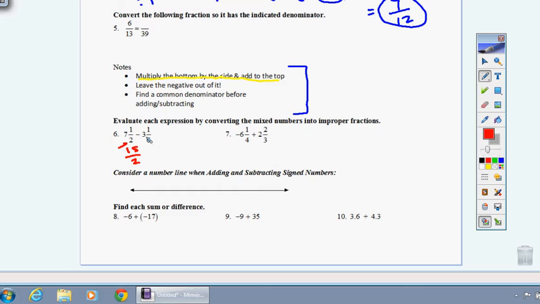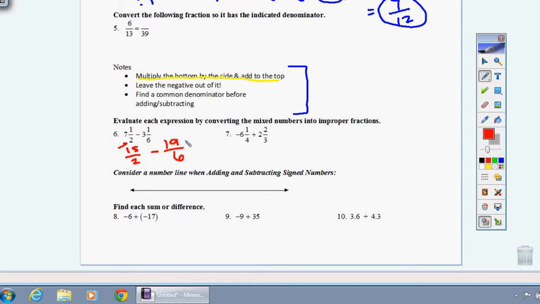Multiply the bottom by the side. So 6 times 3 is 18, plus 1 is 19. So we have 15 halves minus 19 over 6. Alright, now we got a problem kind of like we did up top, where we need to figure out a common denominator. What is my least common denominator for 2 and 6? What's a number that's both a multiple of 2 and a multiple of 6? Well, how about 6? 6 is a multiple of 6, and 6 is also a multiple of 2.